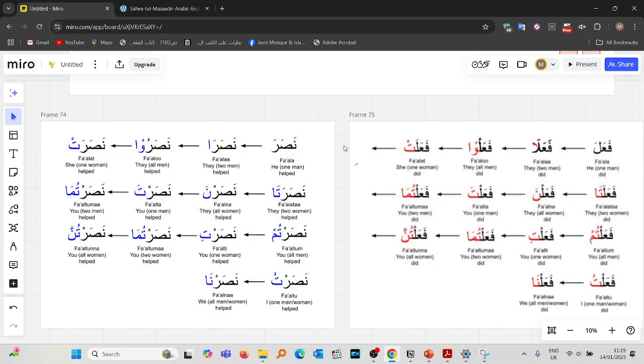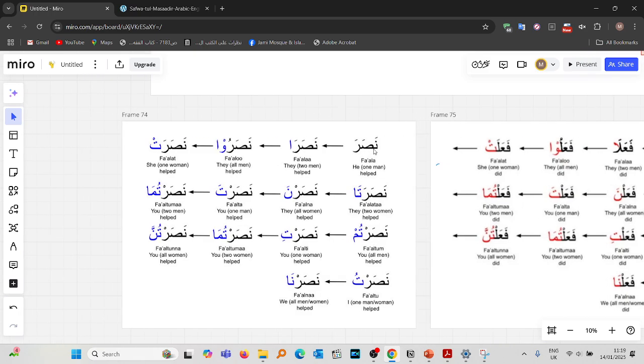So the way I want you to memorize it is as so. You read the whole thing at once. So you say nasara, nasara, nasaru, nasarat, nasarata, nasona, nasota, nasotuma, nasotum, nasoti, nasotuma, nasotunna, nasotu, nasona. You read it in one go.